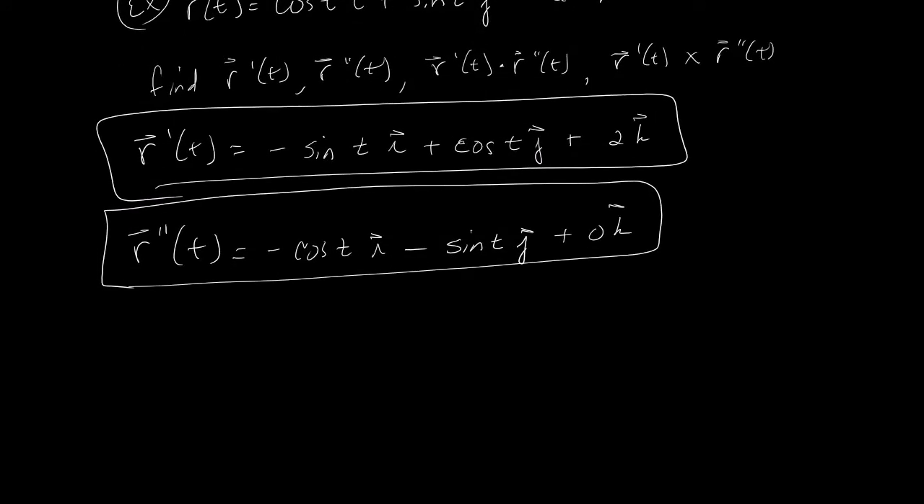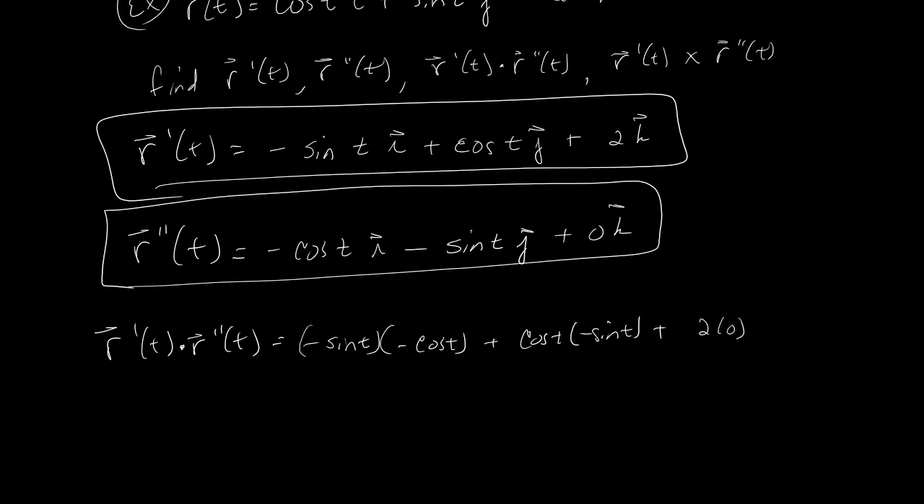Then we need to find the dot product, so r prime of t dotted with r double prime of t. Recall, we're just going to multiply corresponding components and add them up. So that's negative sine t times negative cosine t plus cosine of t times negative sine t plus 2 times 0. So that's going to be sine t cosine t minus cosine t sine t, which is 0. Interesting.